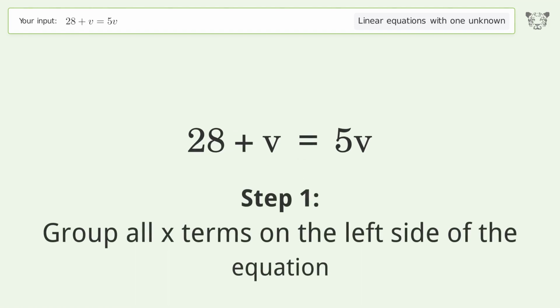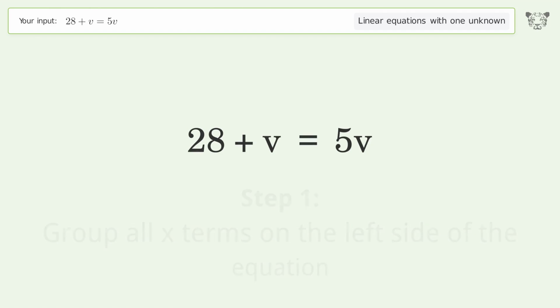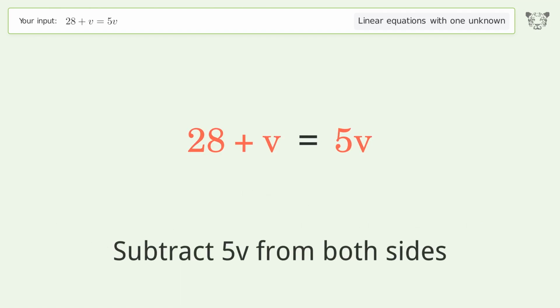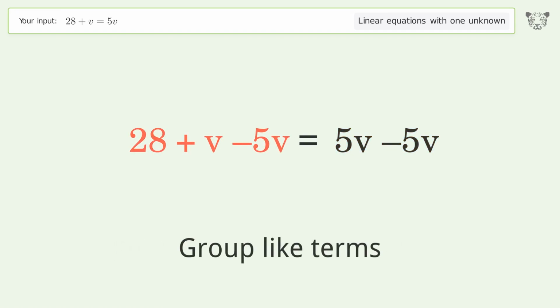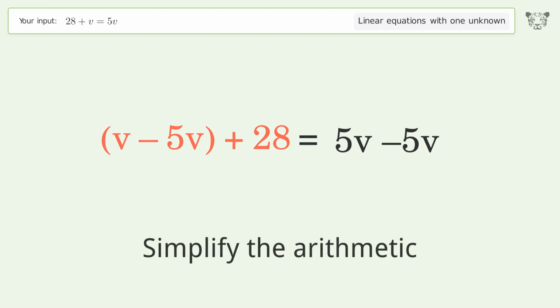Group all x terms on the left side of the equation. Subtract 5v from both sides. Group like terms. Simplify the arithmetic.